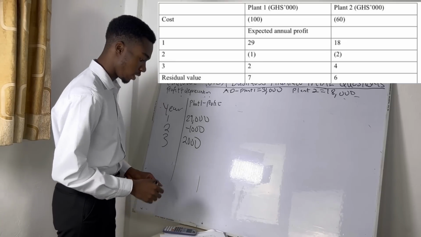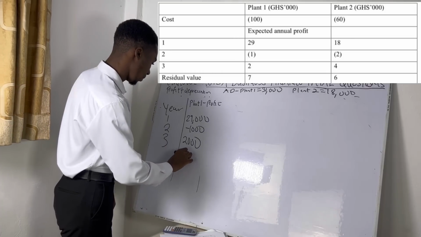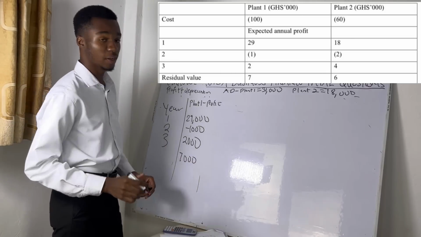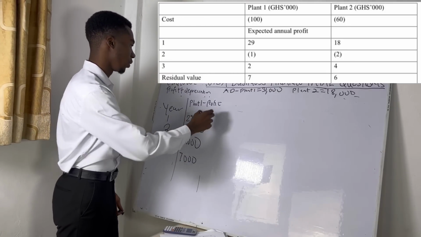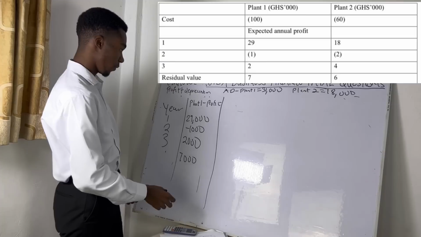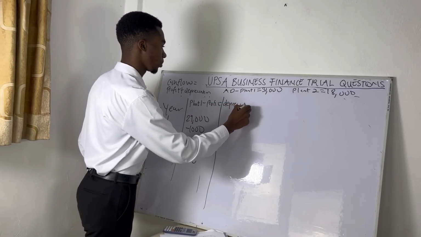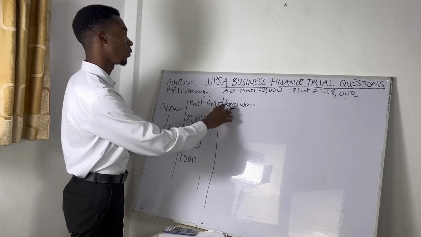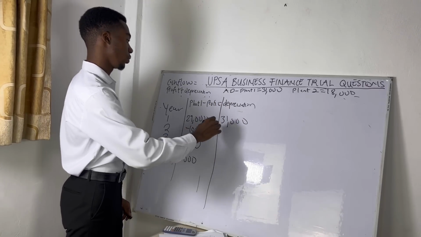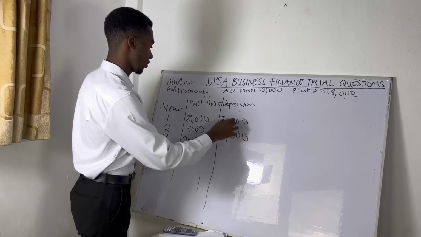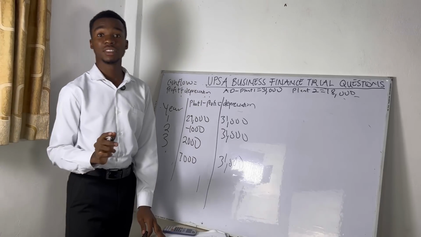They also gave you the residual value, so you put it here. The residual value is the value that you get at the end of its useful life. You don't need to put 4 here. Then we have the depreciation. Depreciation is constant. For year 1, you have 31,000. Year 2 is also 31,000. Then year 3, 31,000. So the depreciation doesn't change.